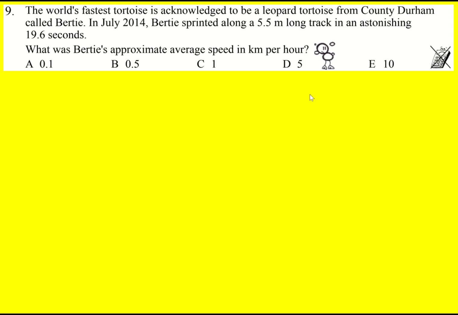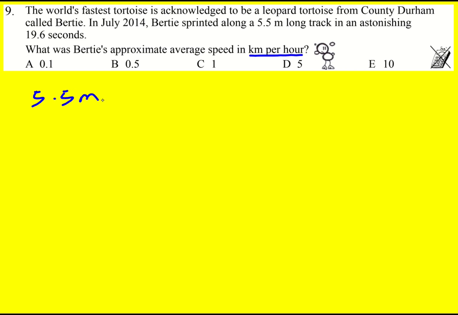I really like these questions based on facts about creatures or people because you kind of do a bit of maths and learn a little bit as well. So here we've got a fast tortoise sprinting 5.5 meters in 19.6 seconds. And then we're asked for the average speed. So I'm first of all going to change this because it's average speed in kilometers per hour.